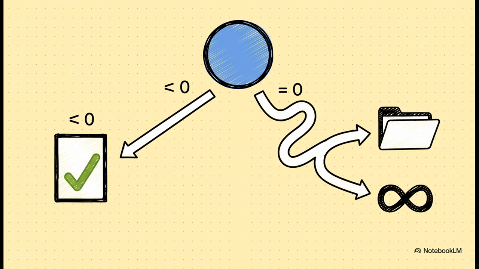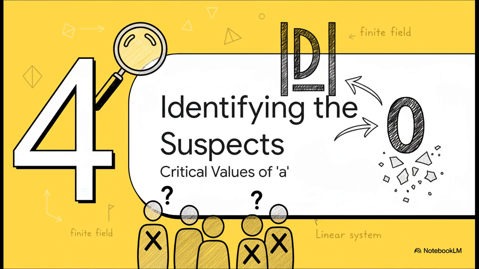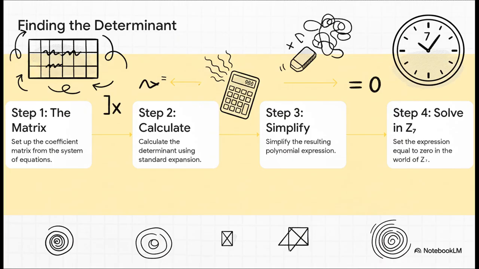So our first job is obvious. We need to find the values of a that make our star witness say 0. And that brings us right to our next step, identifying the suspects. Who are they? They're the exact values of a that make our determinant equal 0. These are the troublemakers. So how do we find them? It's a pretty standard 4-step process.